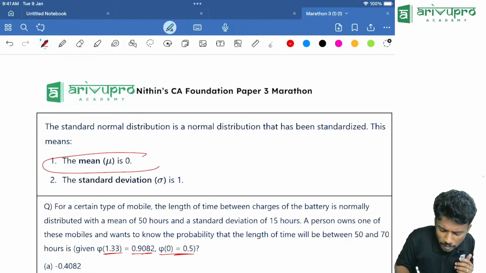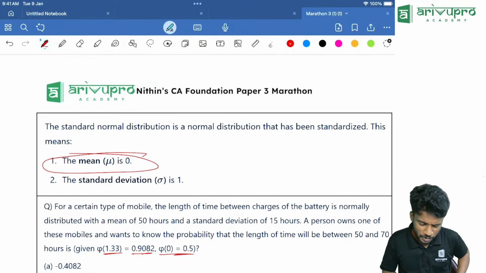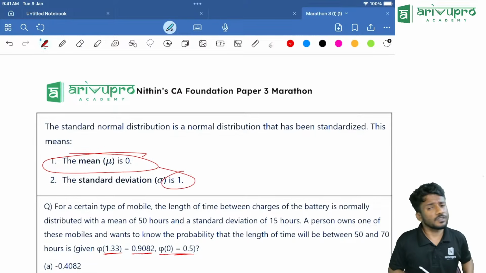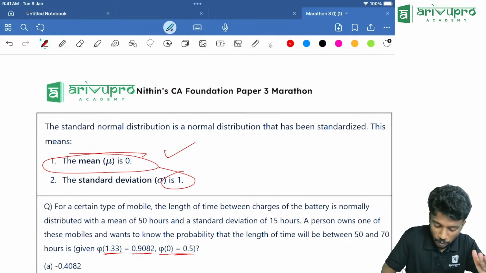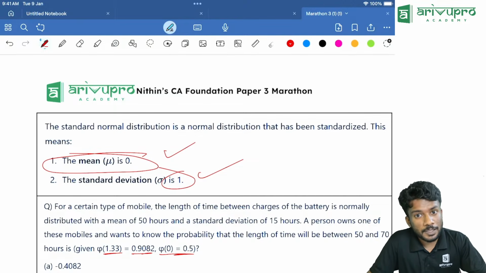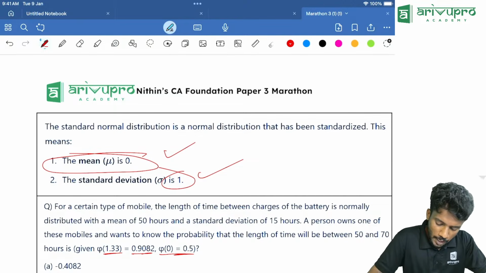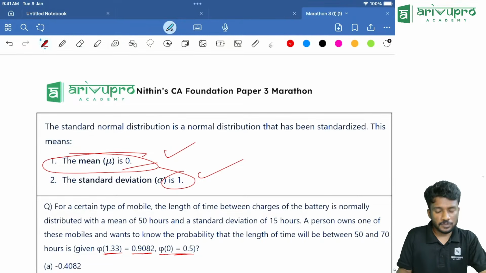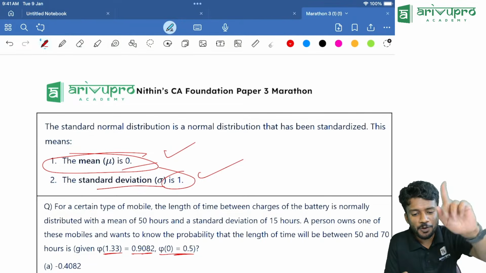Look here. Mean for a standard normal distribution is equal to 0 and the standard deviation is how much? 1. Keep a note, previous year question. Mean for standard normal distribution is equal to how much? 0, and when it is standardized, mean will be 0 and standard deviation is equal to 1.